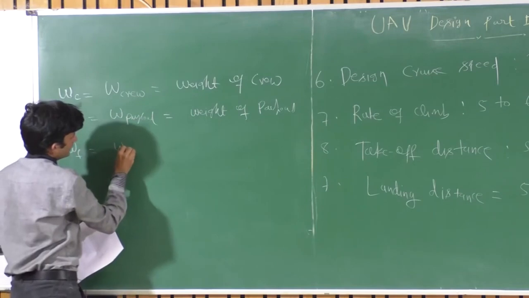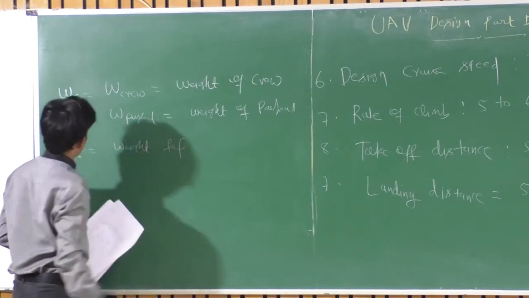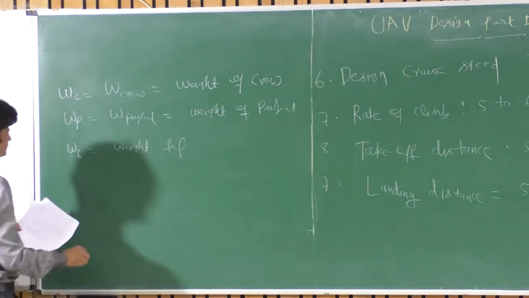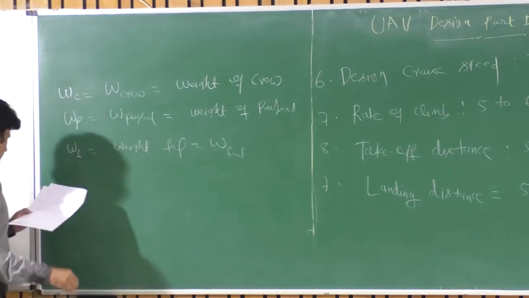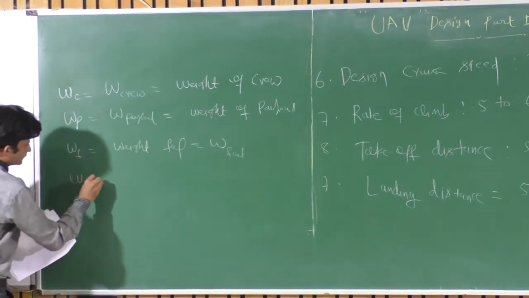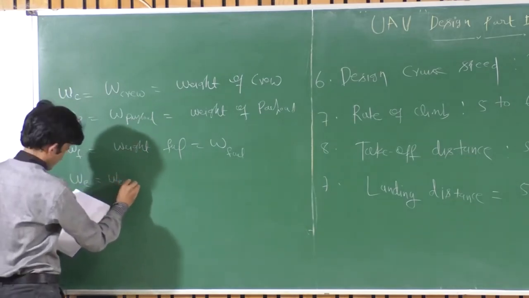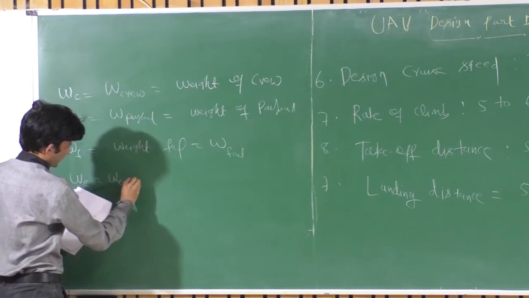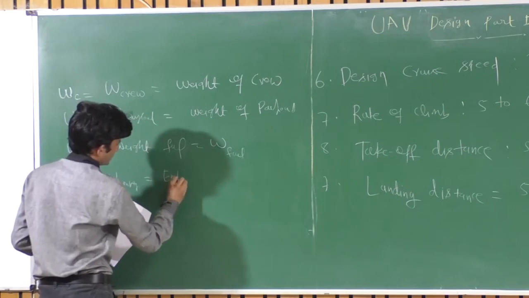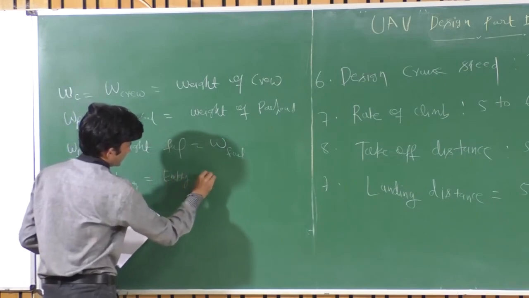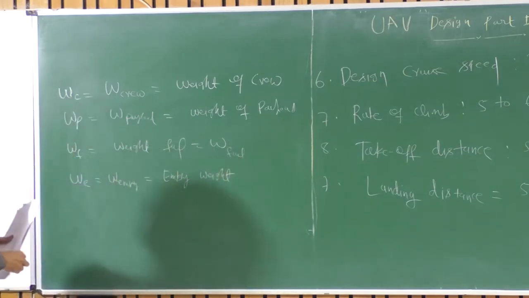WF is weight of fuel. Also we can write WE, which is the empty weight of the aircraft.